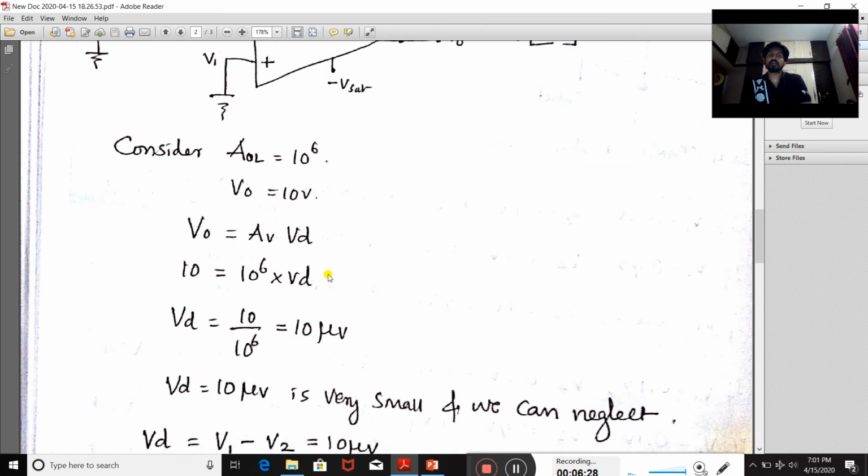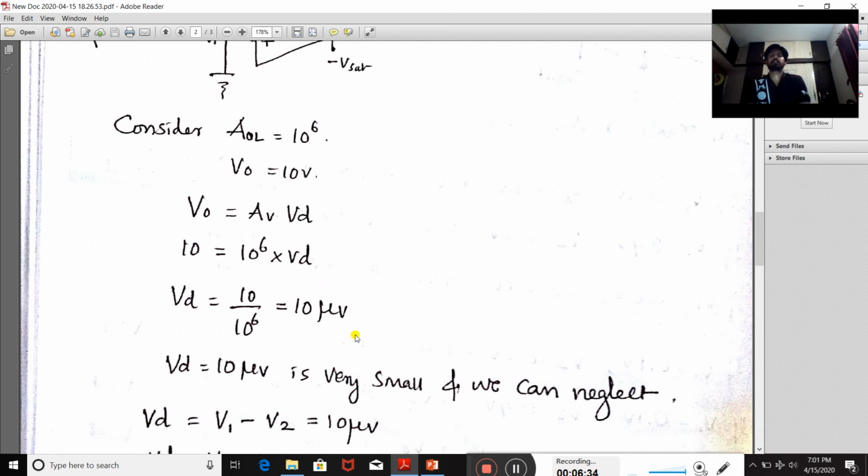The other concepts of operational amplifiers will follow. This is what we covered for today's class. In the next class I will cover the inverting and non-inverting operational amplifier.